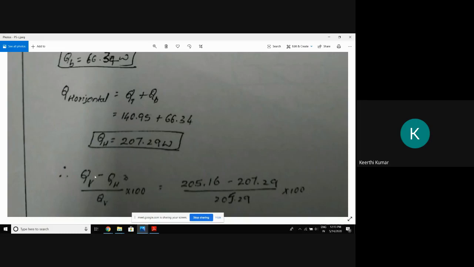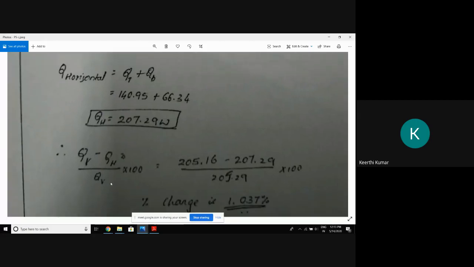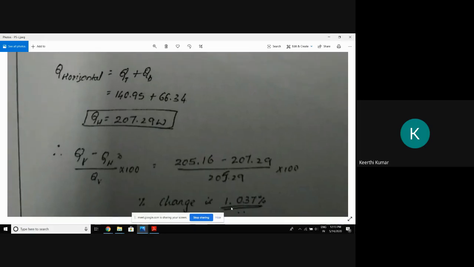Along with finding the value of Q in vertical or horizontal, he has also asked what is the percentage increase in rate of heat transfer, not percentage change in rate of heat transfer. So difference divided by smallest into 100. So we got percentage change 1.037 percent. Just by changing the orientation of the plate, we got this much increase in the heat transfer.